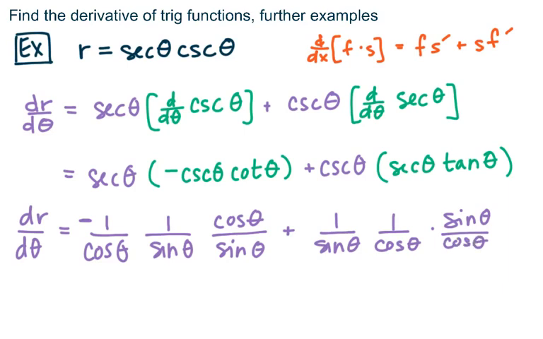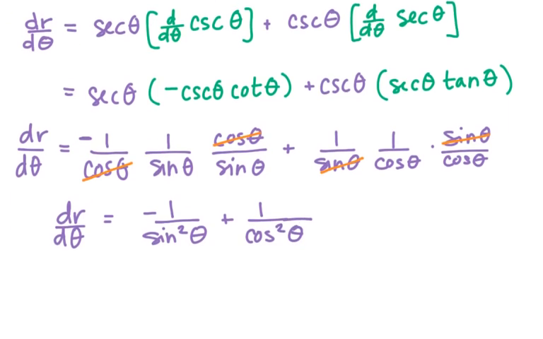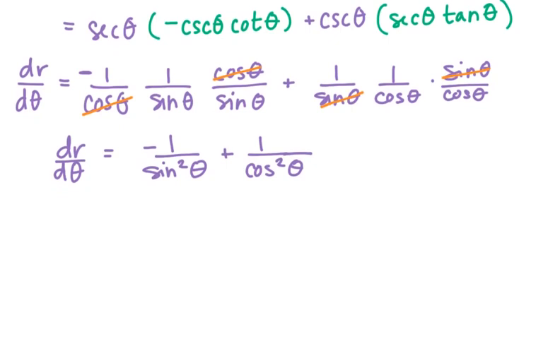So we see some nice canceling. In that first set of multiplication, the cosines cancel, and in our second set, the sines cancel. So we can simplify this and say that dr d theta is negative 1 over sine squared theta plus 1 over cosine squared theta. And that's perfectly acceptable as our answer for the derivative. I do like to clean it up a little bit. And since we started with our reciprocal functions, I feel like it's okay to end with them here.